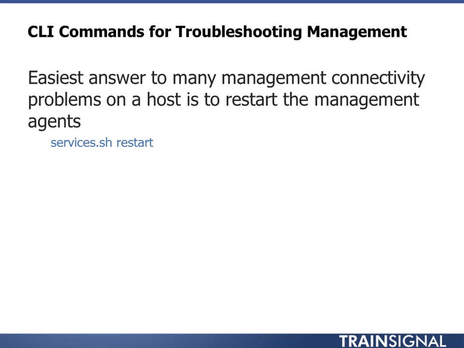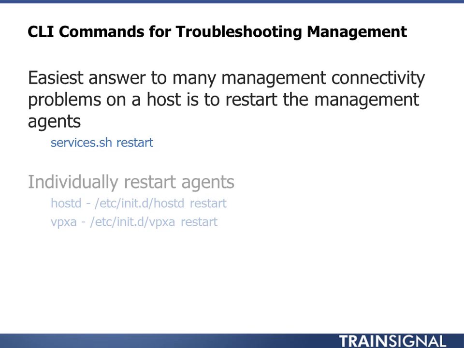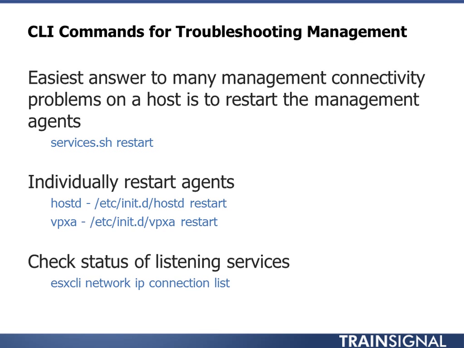So the easiest answer to a lot of management connectivity problems, like a host has dropped out of vCenter and won't reconnect, but you know the host is up, and you know that the VMs are up and functioning, but they won't talk, the answer a lot of times is to restart the management agents. So you can basically shotgun this and restart it using services.sh, which is a shell script, and it restarts a bunch, or basically all, the management services. Or you can do some of the individual parts, such as hostd and vpxa, by doing /etc/init.d hostd restart or vpxa restart. You can also get a view of all your services that are listening by doing esxcli network ip connection list, kind of like doing a netstat in Windows.